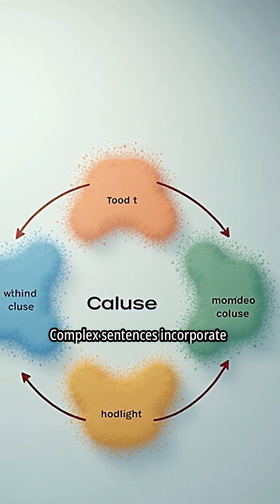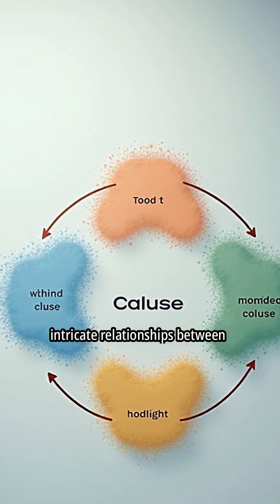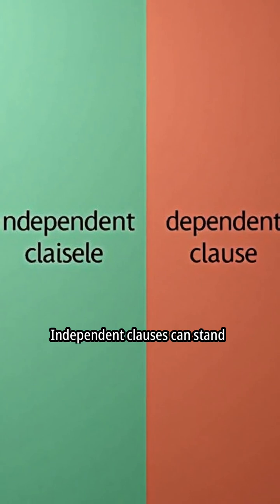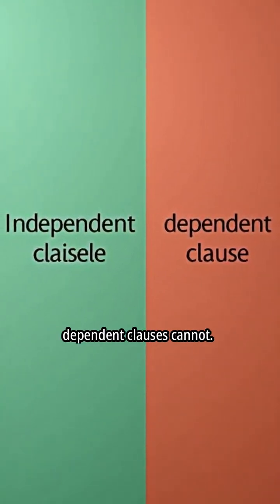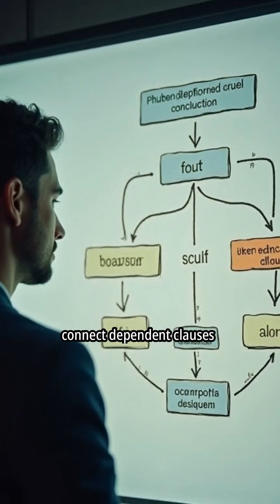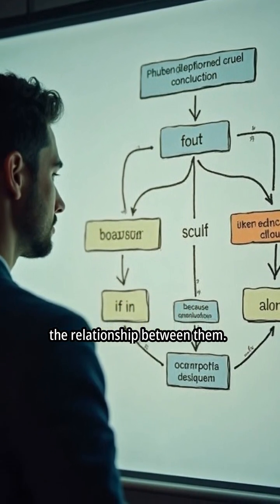Complex sentences incorporate multiple clauses to express intricate relationships between ideas. Independent clauses can stand alone as sentences, while dependent clauses cannot. Subordinating conjunctions connect dependent clauses to independent clauses, indicating the relationship between them.